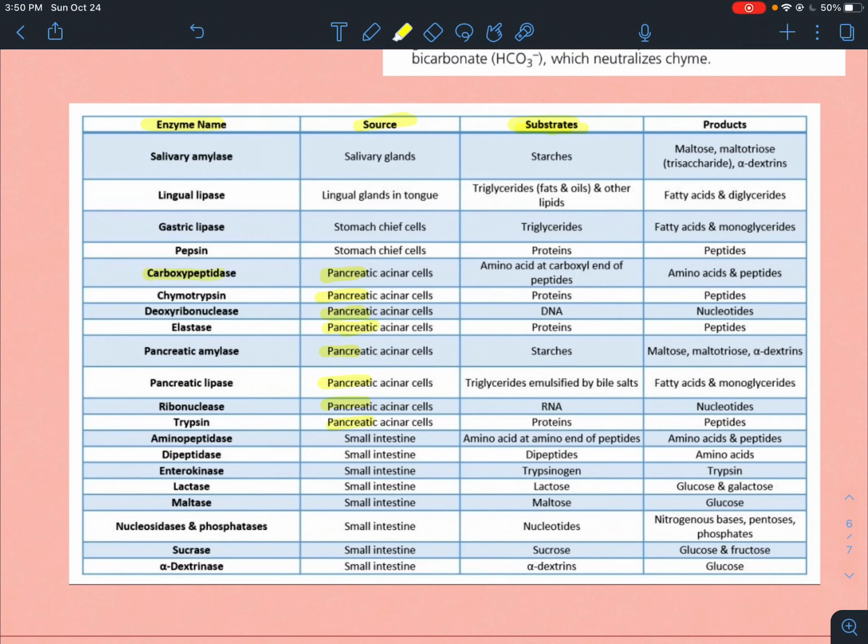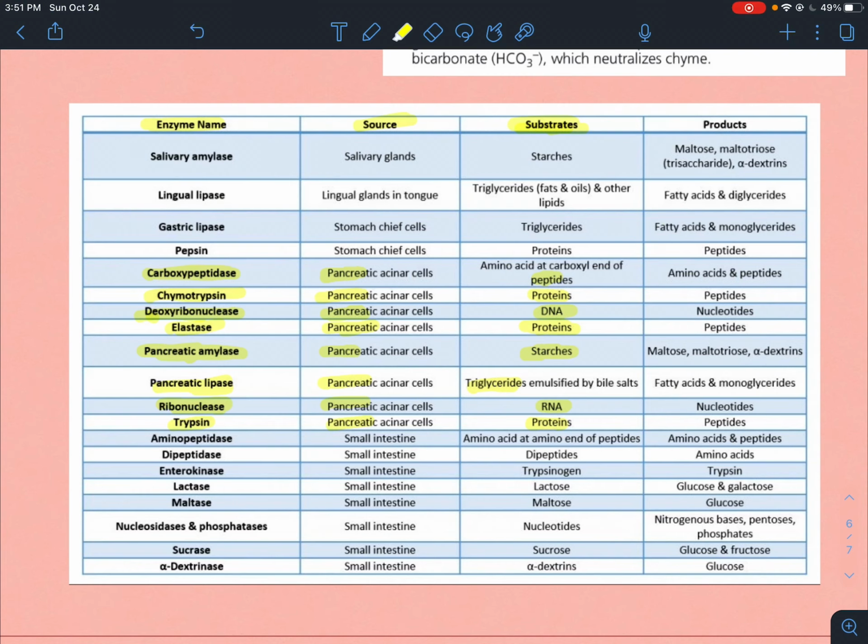Carboxypeptidase is important for breaking down peptides, in other words, protein. Chymotrypsin, also for protein. Deoxyribonuclease to break down DNA and nucleic acid. Elastase, further breakdown of proteins. Pancreatic amylase to break down starches, which are carbohydrates. Pancreatic lipase to break down triglycerides or fats. Ribonuclease to break down RNA. Trypsin to break down proteins further.